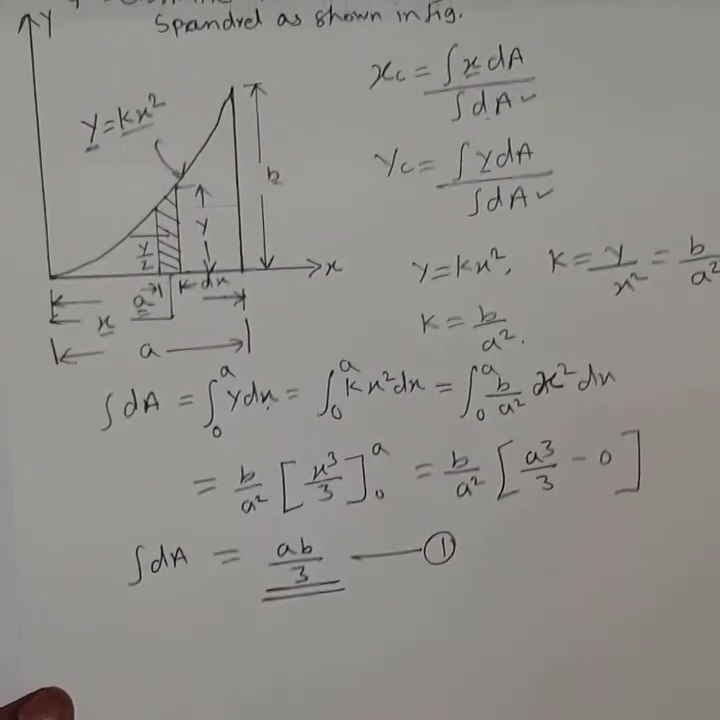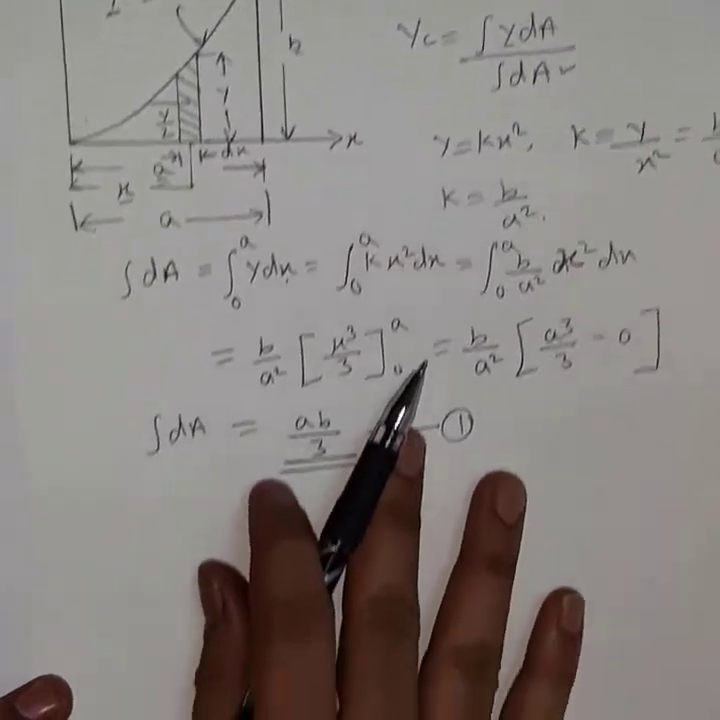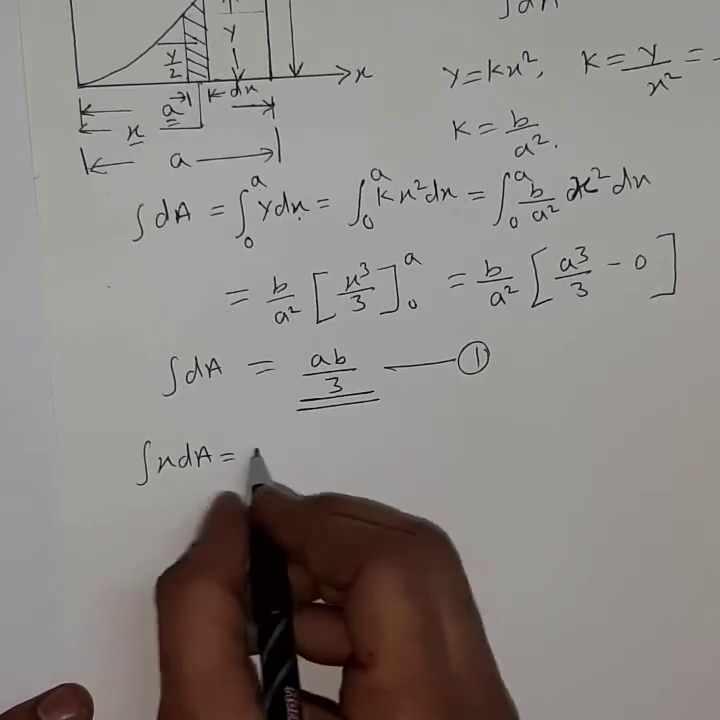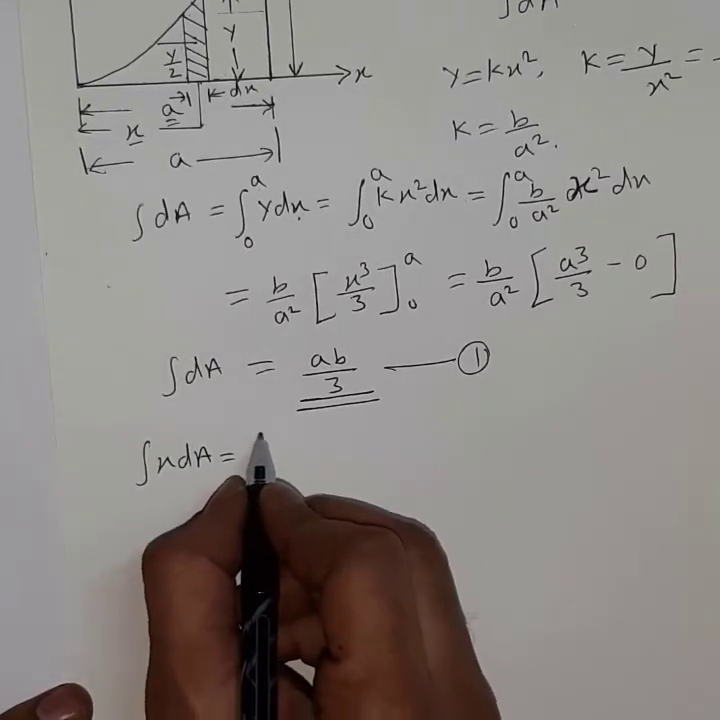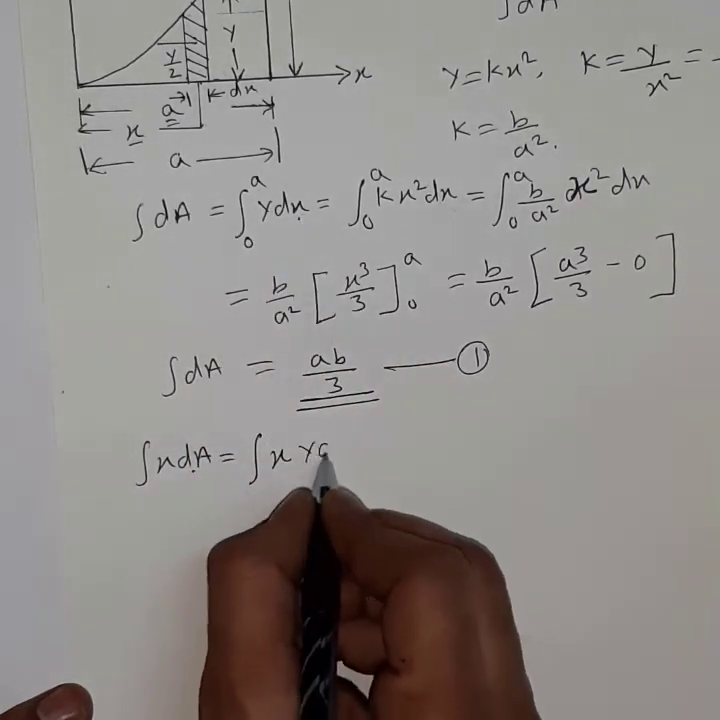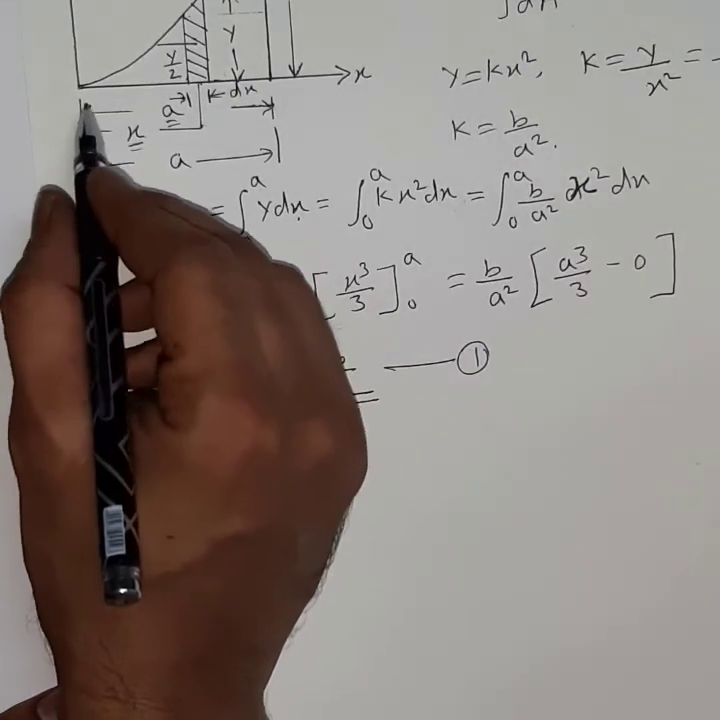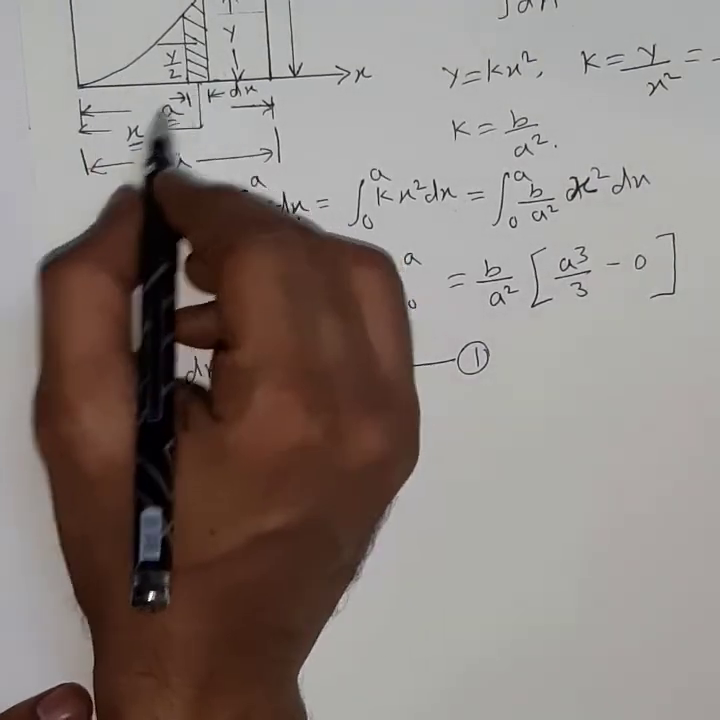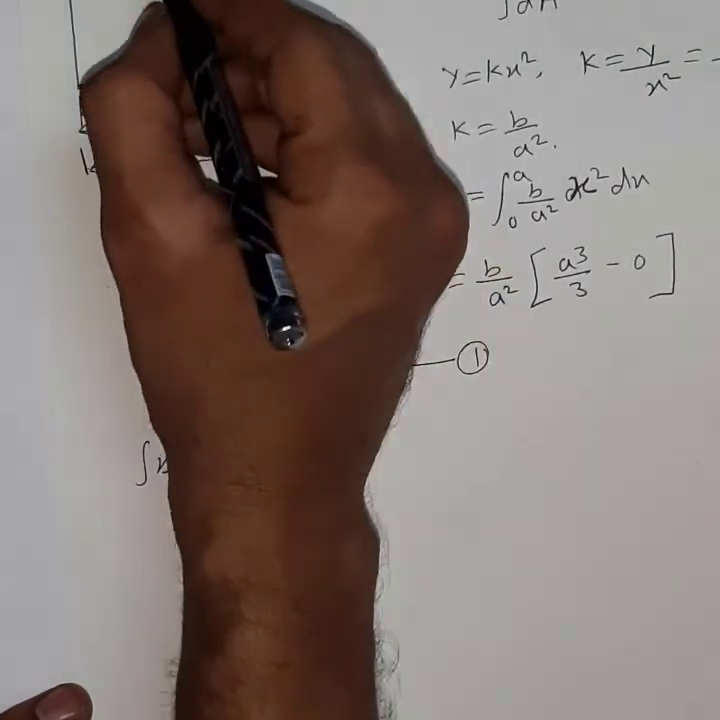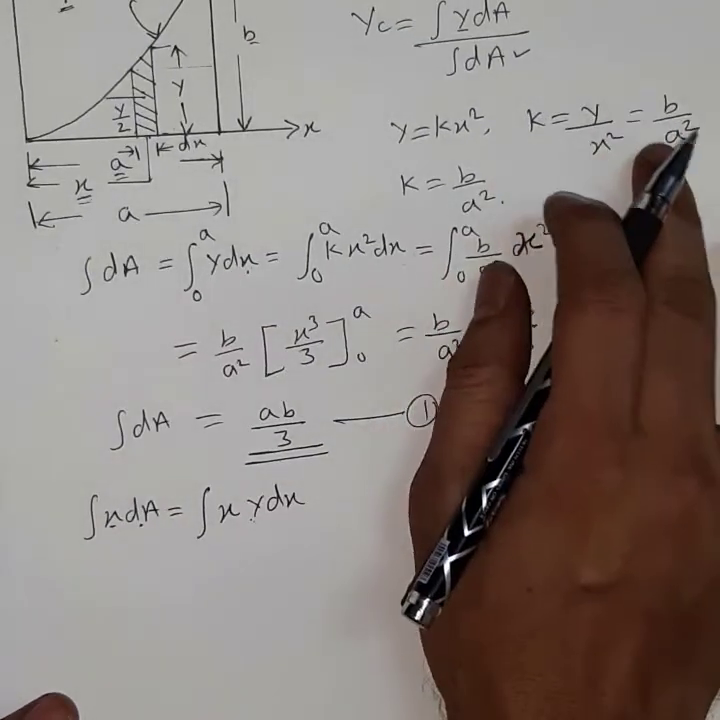Again, using this formula, we can now determine integration x dA. Integration x dA is equal to integration of x times y dx, since dA is y times dx. Here this x is the distance of the centroid of the elementary strip from the y-axis, so that will be x, and y dx. Putting the value of y as k times x square and the value of k as b by a square.